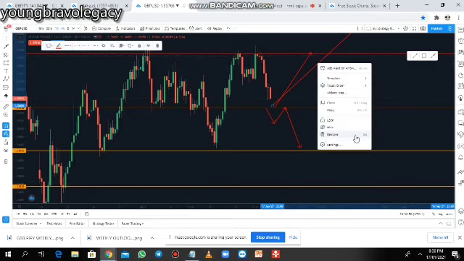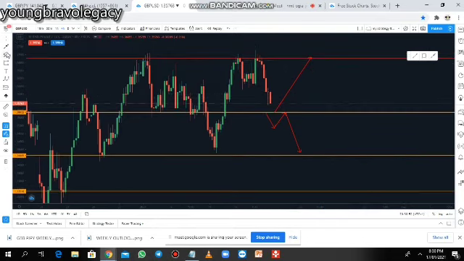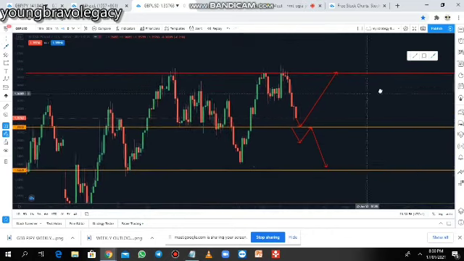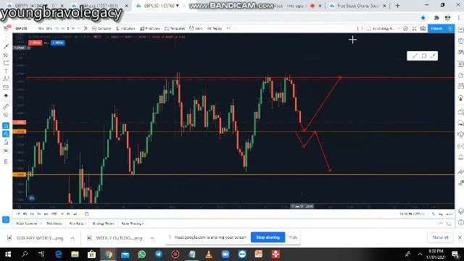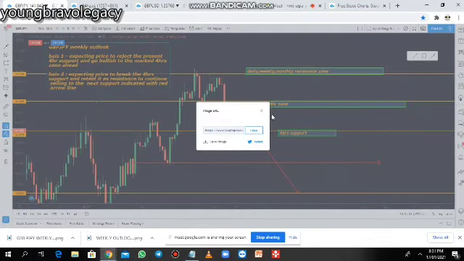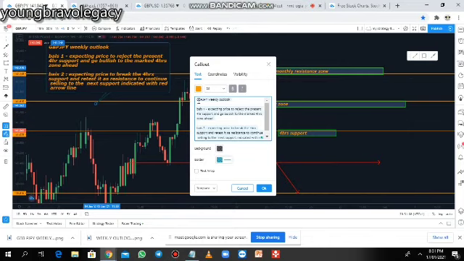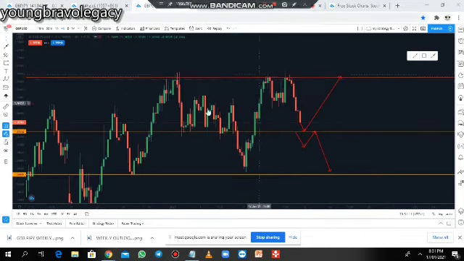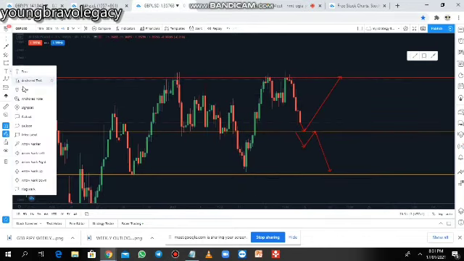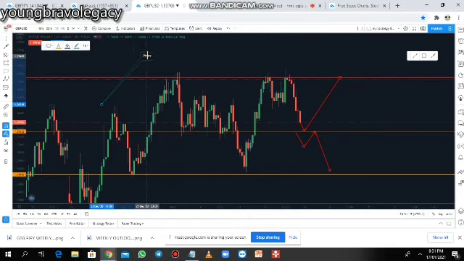Let me delete this here. So this is what we are looking forward to. Let me put this here. So this is what we are looking forward to on GBPJPY. Okay. I want to copy this because it seems that both of them look the same way, so that I won't be stressing myself typing.